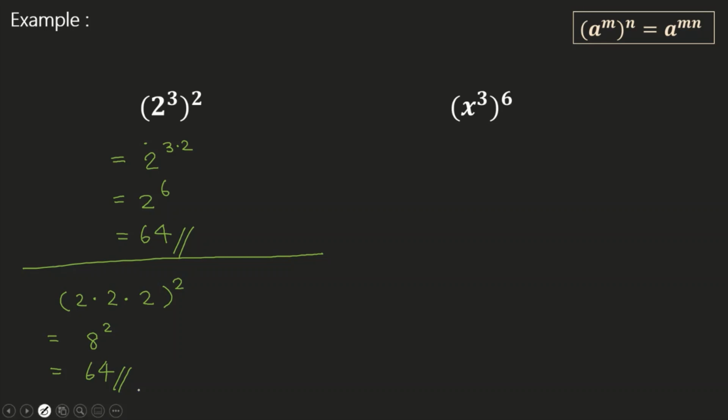Okay. So similarly, for this one on the right, the base is x. So x to the third, this whole thing raised to the sixth power. Using the property rule, this can be rewritten as x to the power of 3 times 6. And that essentially is x to the power of 18.